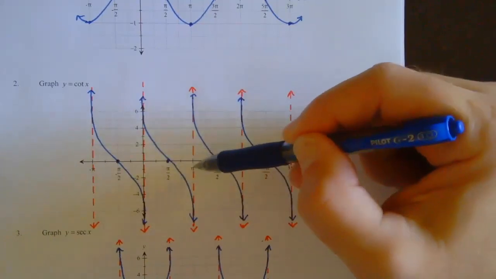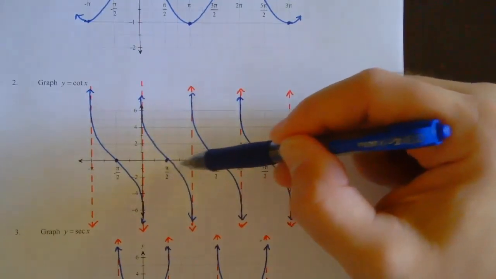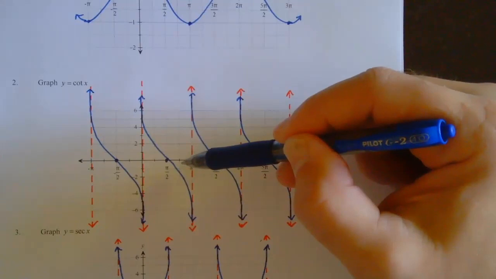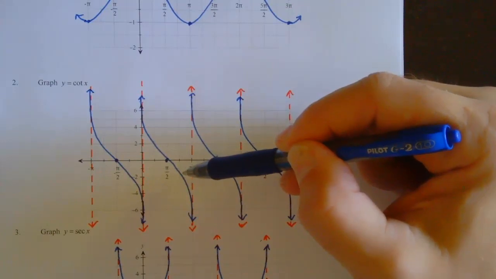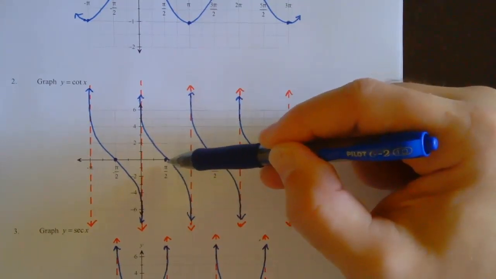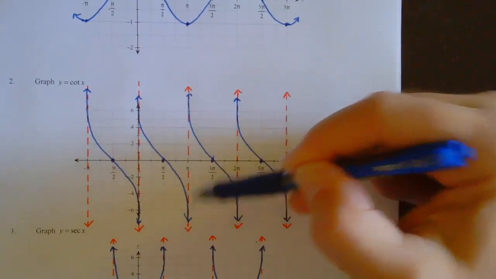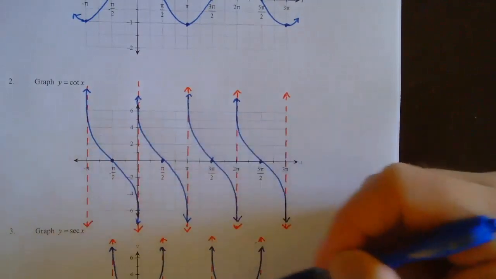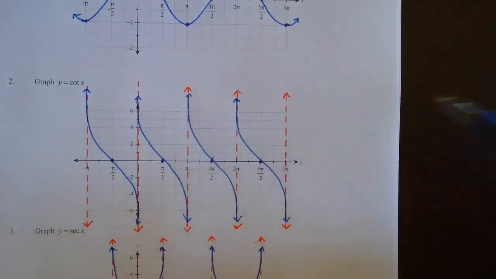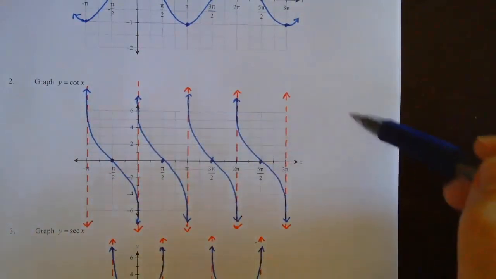From pi over 2 to pi, that angle describes the second quadrant, the upper left quadrant, and in that quadrant the x is negative, the y is positive, so when you do the ratio of x over y, you're going to get a negative ratio, and that's why this part of the graph is below the x-axis, and it has to have that asymptotic behavior because we have a vertical asymptote at pi. And you could go across and it just repeats.